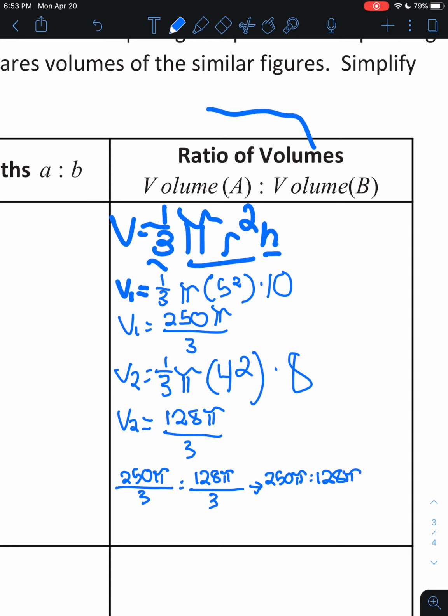Notice, since there's pi on both sides, if you divide both sides by pi, you can get rid of the pi's. And lastly here, you'll notice you can also simplify this further if you divide both sides by 2. 2 is a common factor. Then you would get 125 to 64.